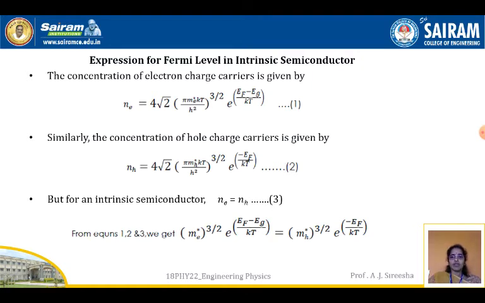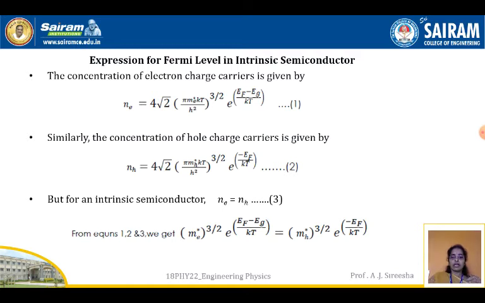Similarly, the concentration of hole charge carriers is given by Nh = 4√2 π (m_h* kT / h²)^(3/2) e^(−Ef/kT). So the concentration of electrons is equation 1 and the concentration of holes is equation 2. But for an intrinsic semiconductor, Ne is equal to Nh.